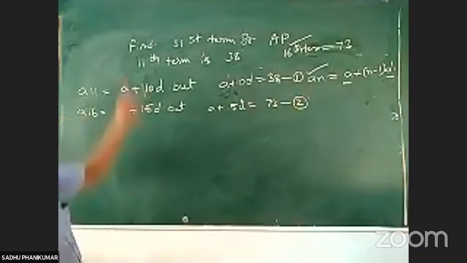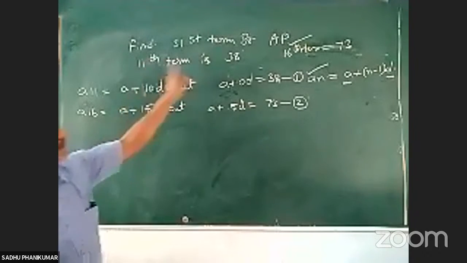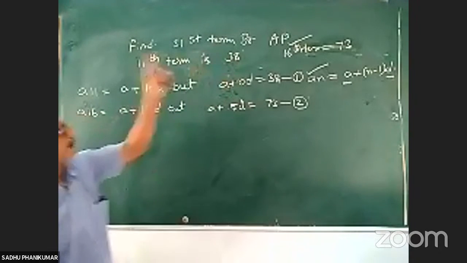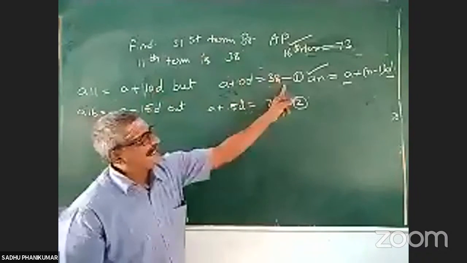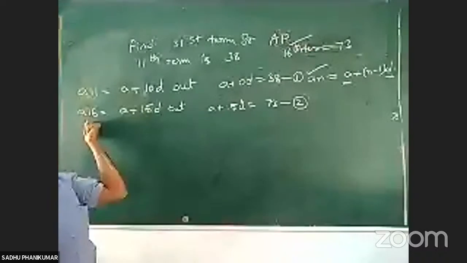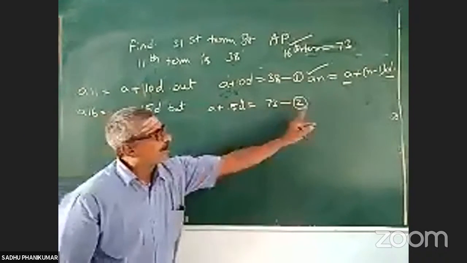From the given conditions, now I write two equations. One is that the 11th term is given, so the 11th term is equal to A plus 10D, but A plus 10D is given as 38. And the second one is that the 16th term is given, so the 16th term is A plus 15D, that is equal to 73.